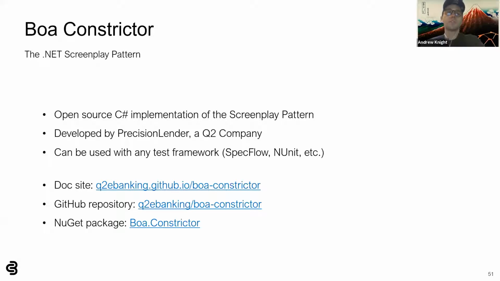Boa Constrictor is an open source C# implementation of the screenplay pattern that my team and I developed at PrecisionLender. It is the cornerstone of PrecisionLender's end-to-end test automation solution. It can be used with any .NET test framework, like SpecFlow or NUnit. The project has a rich documentation site hosted on GitHub Pages, and the GitHub repository is named Q2ebanking/Boa-Constrictor. You can also grab the NuGet package, which is named Boa.Constrictor.